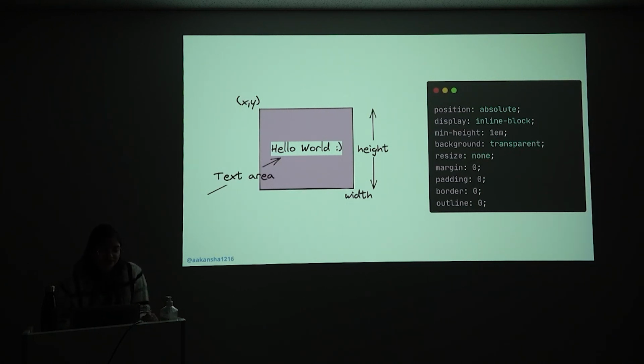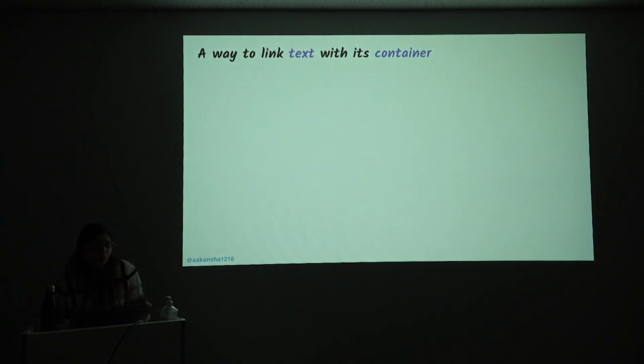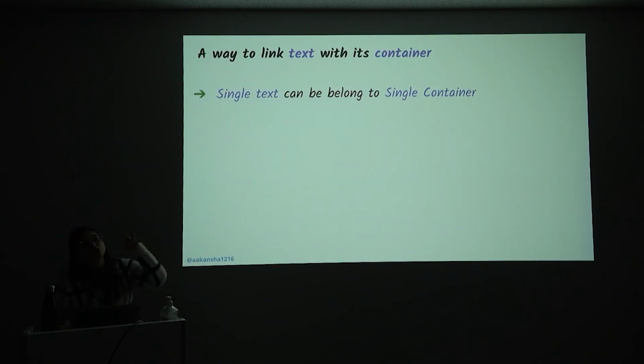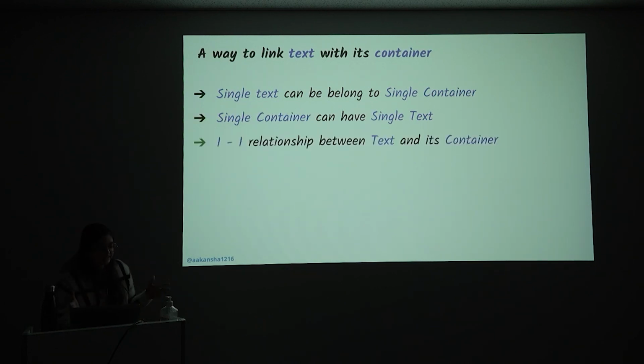Now let's jump to the next requirement, and that is we need a way to link the text and its containers, so that in our code base we know that this container belongs to this text and this text is a part of this particular container. For that, let's make some assumptions. A single text can belong to a single container. That is the first assumption. A single container can have a single text, which basically means it's a one-to-one relationship between the text and its container. With this in mind, let's look at the text element JSON.